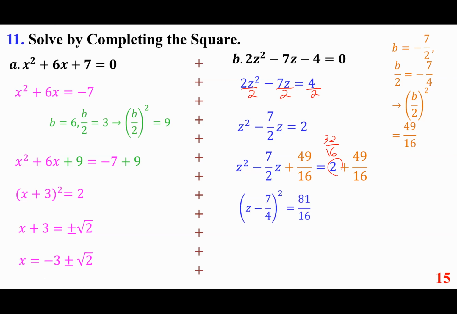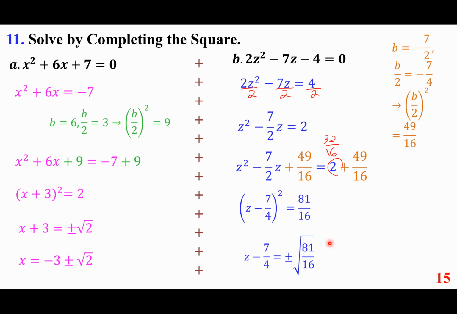So again, I want to make sure we understand what happened here. The variable, whatever it is, in this case z, and b over 2, including the sign. Then add up two numbers. Now we're going to take a root of both sides. So this basically drops the square, and it becomes plus or minus the square root of 81 over 16. Now, as you know, this is 9 over 4.